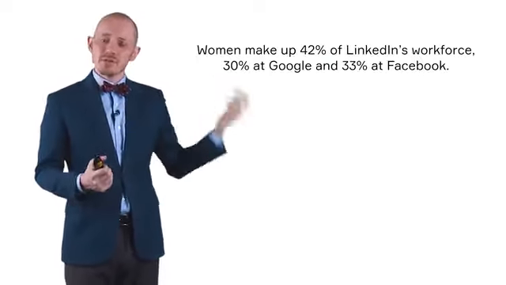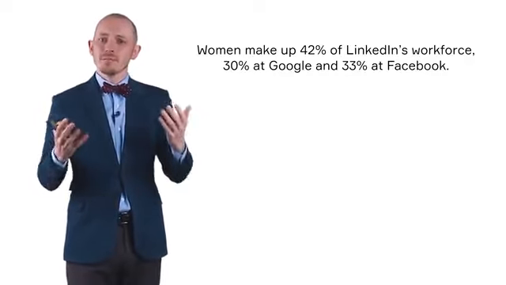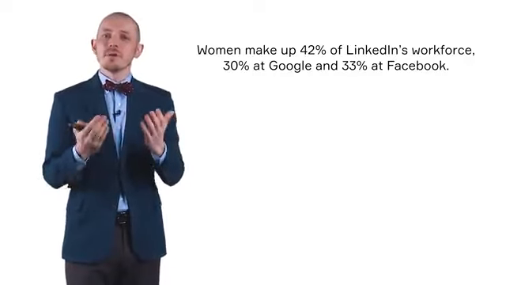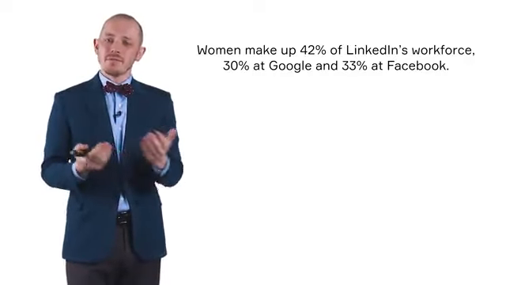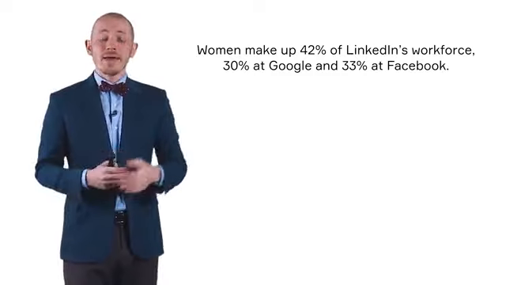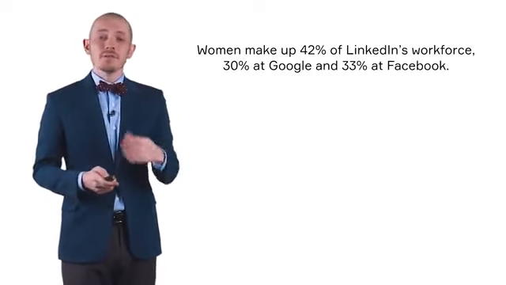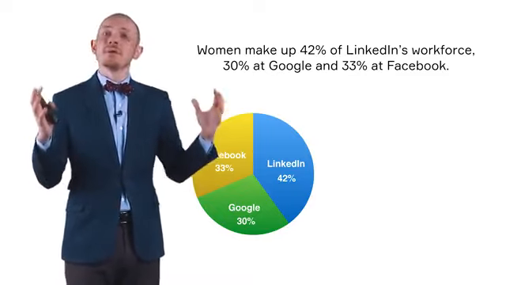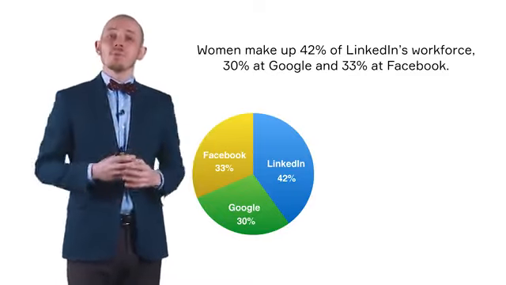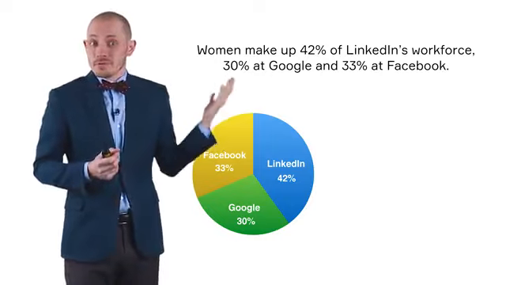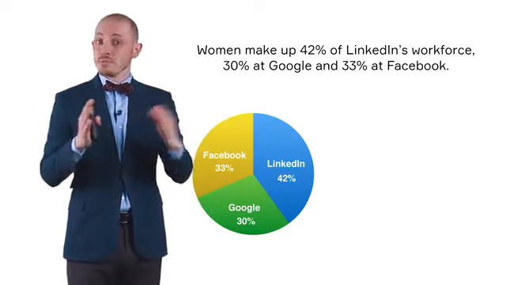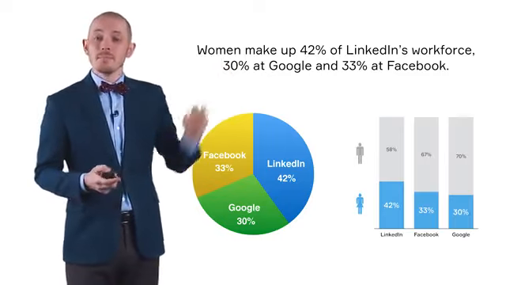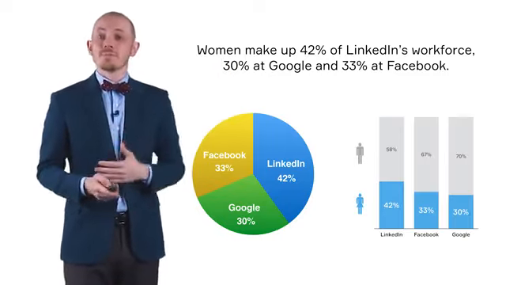I sometimes give this task to my students. Women make up 42% of LinkedIn's workforce, 30% at Google, and 33% at Facebook. Sketch me a chart. And inevitably, a couple of people sketch something like this, which of course is a disaster. Those parts should total 100%, and these of course don't, and therefore these should be three separate bars perhaps. This of course is a much better solution.